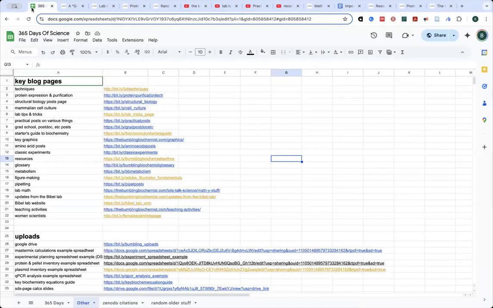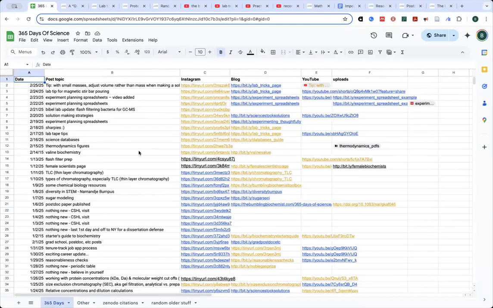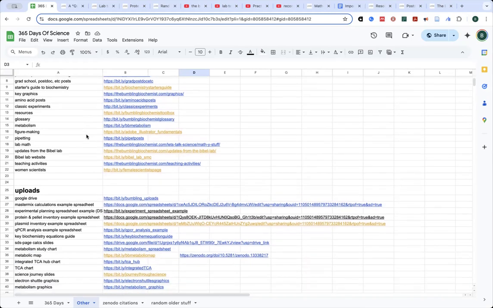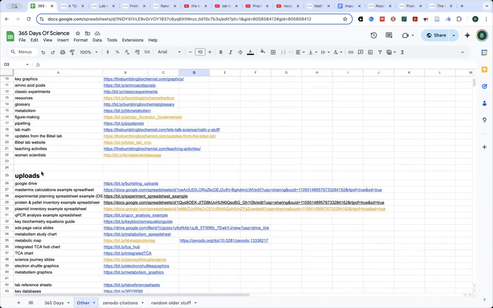I want to start by saying that I have this page. So I always, in my posts and my comments and everything, put a link to this spreadsheet, which has the topics I cover each day and the various forms. So if it's got a blog, if it's got a video, and uploads. And then in this other tab, I have quick links to key blog pages. So there's some of the lab stuff here, some other things, uploads that I have.